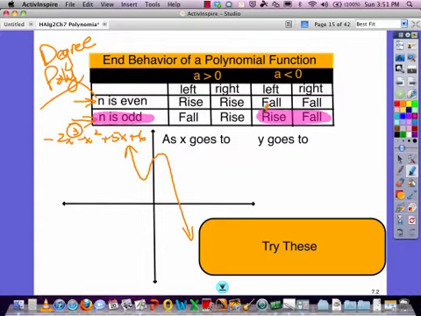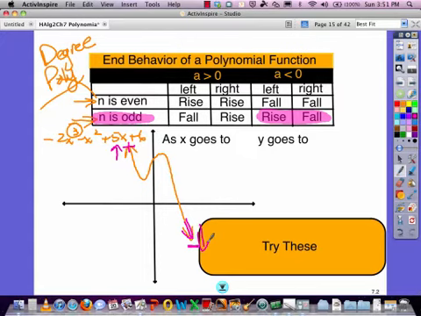Now what does that mean? So take a look now at your graph. If I'm rising on the left, that means over here, the left side of my graph is still going up. It is rising. Where the right side of my graph, that's this portion, the end behavior is going down. It is falling.